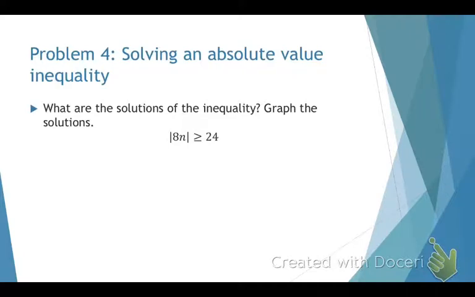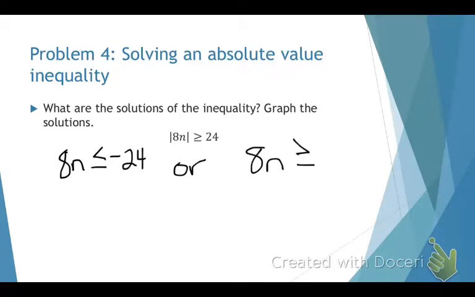For problem number 4, the absolute value of 8n is greater than or equal to 24. Well, when I have absolute value is greater than, I need to create an or compound inequality. So I am going to have 8n is less than or equal to negative 24. And I'm also going to have 8n is greater than or equal to 24. Once again, I'm creating a compound inequality with the word or, but notice that the inequality symbol is reversed with the negative.